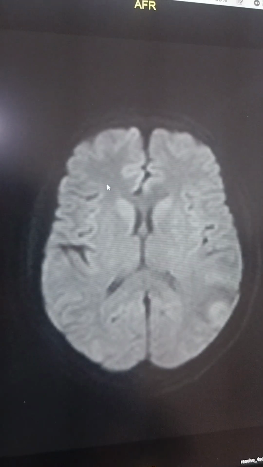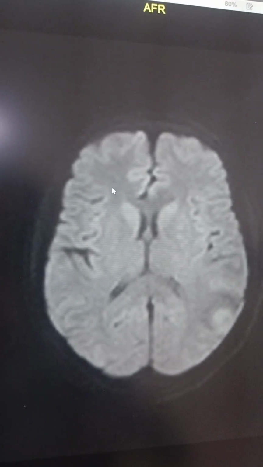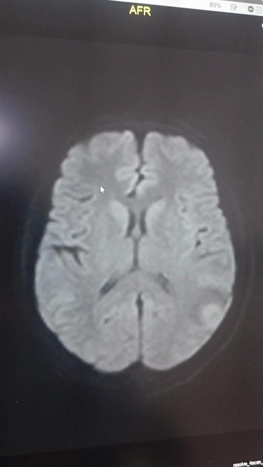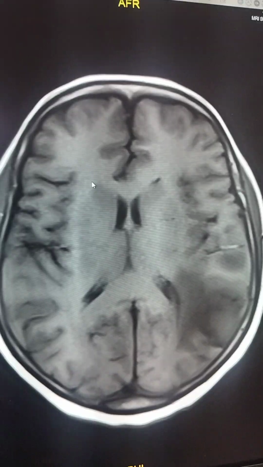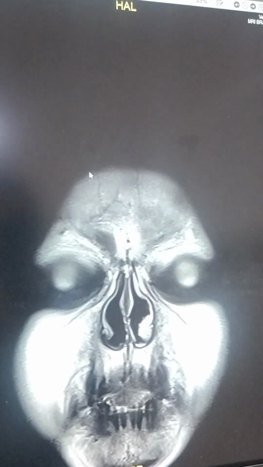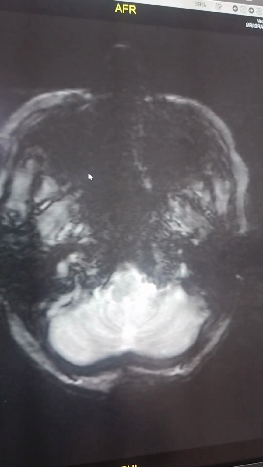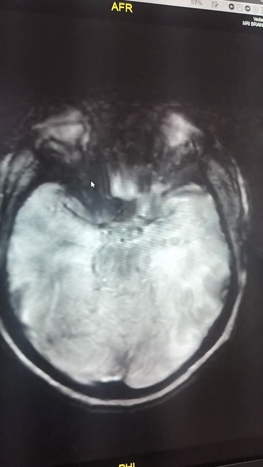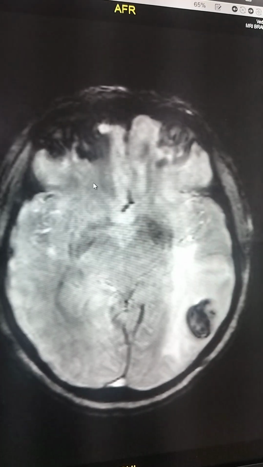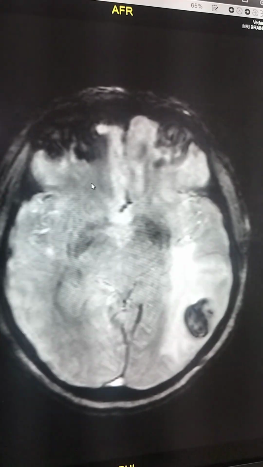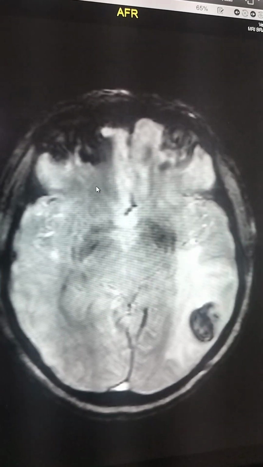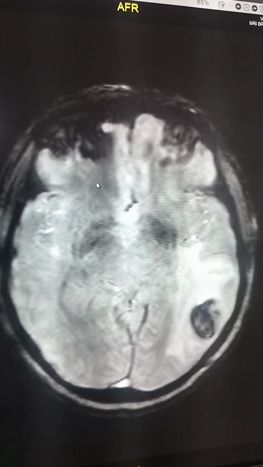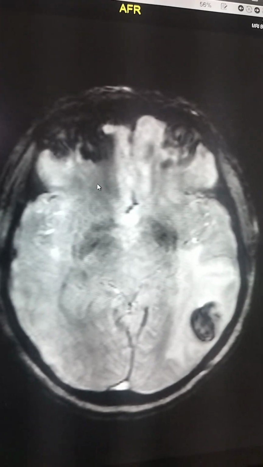Now let us see about the GRE and susceptibility weighted images. That is very, very important. So this is our GRE sequence. In GRE, we are able to see blooming over here. Now such blooming can even happen with calcification. How do we differentiate whether it is calcification or a bleed? We'll go to our next sequence.